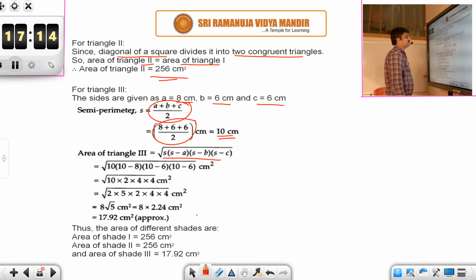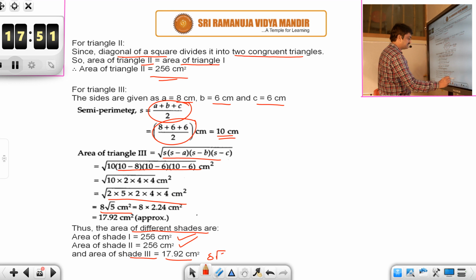Now using Heron's formula, the area is given by square root of S into S minus A into S minus B into S minus C. So plug in all the values of S, A, B, C. So you will get this. Okay, now do the simple calculation. You will be getting 8 root 5 centimeters square. So thus the areas of the different shades are: area of shade 1 is 256 centimeters square, area of shade 2 is the same as shade 1, that is 256 centimeters square, and area of shade 3 you will get approximately 8 root 5. You could leave the answer as 8 root 5, unless you are using calculators.